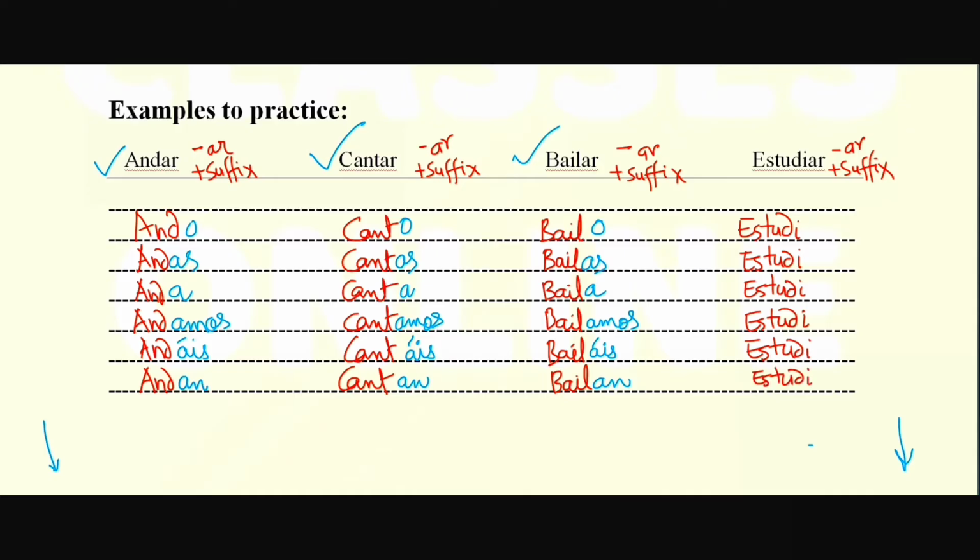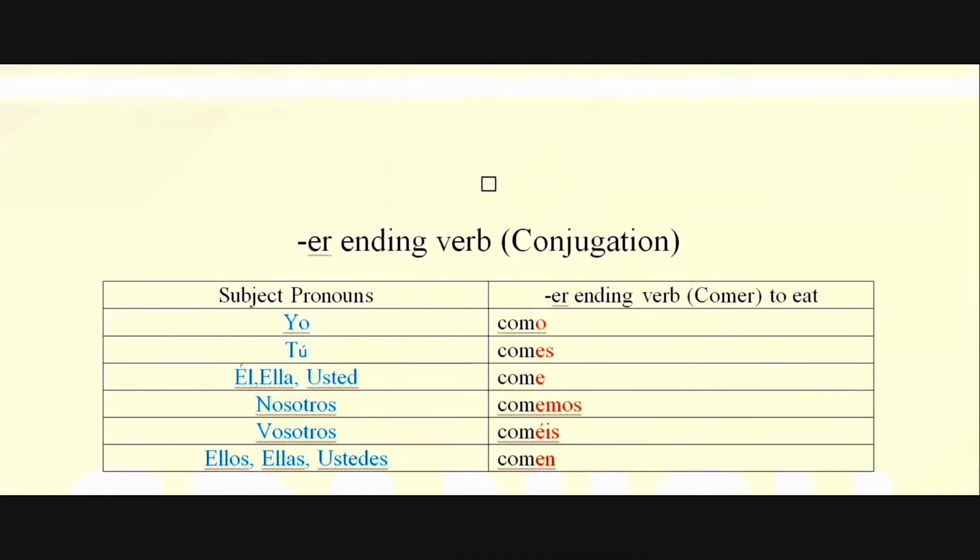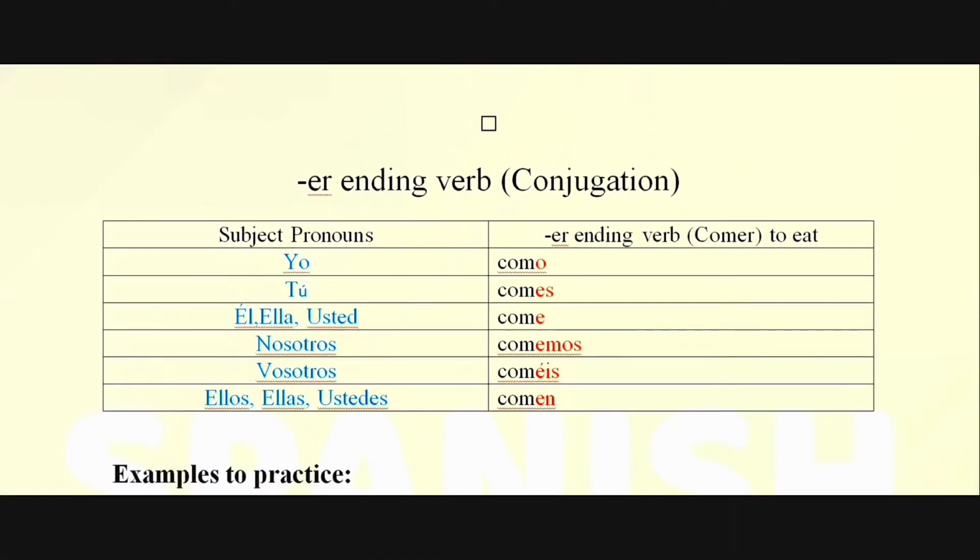Estudi. Now add suffixes in blue: o, as, a, amos, áis with accent, an. Read: estudio, estudias, estudia, estudiamos, estudiáis, estudian. We can see accent points. Fifth conjugation: andáis, cantáis, bailáis, estudiáis. These are accent points.